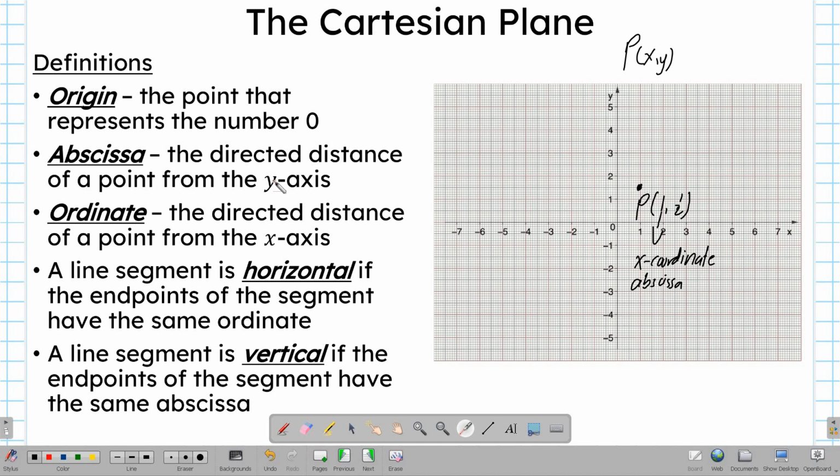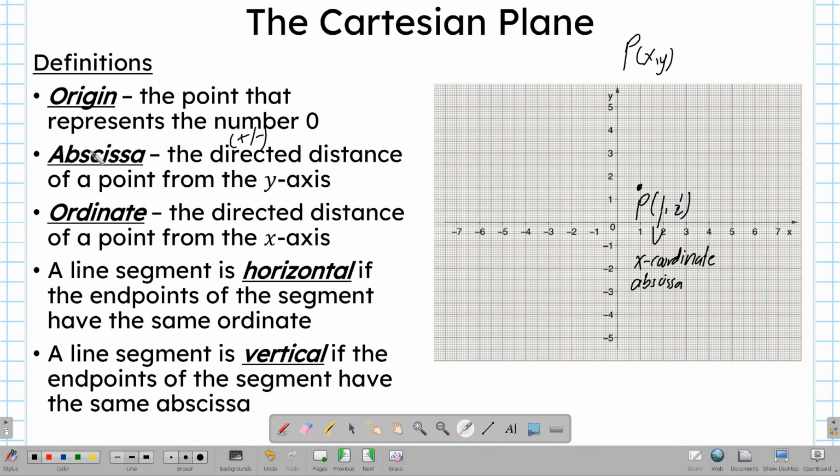Ano sir yung directed distance? We know what distance is. It is the length from one object to the other. Directed would mean whether it is positive or negative. So in this specific case, since it says it's 1, it means it's 1 unit from the y-axis.